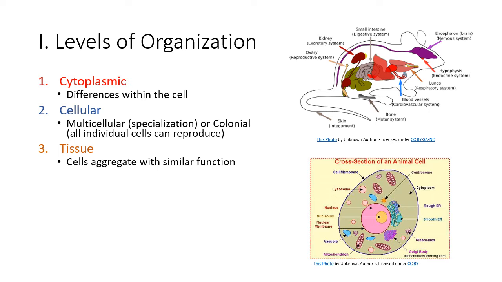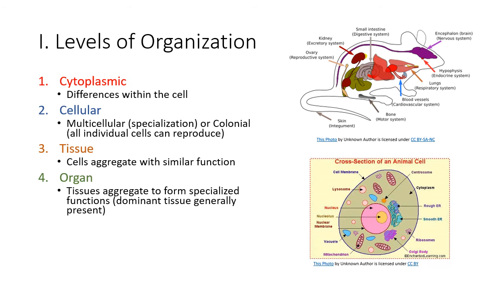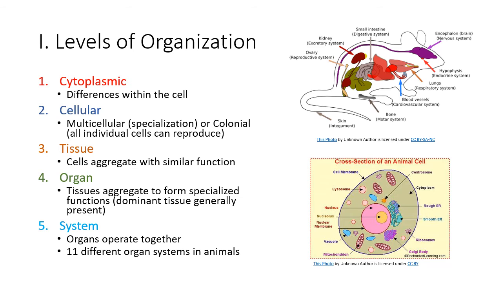Tissue then is looking at cells with similar functions that are aggregated together. So you have connective tissue and epithelial tissue. We'll talk about some of those later. Then an organ is another level of organization where you have a similar function. A heart is a gathering of different types of tissue that are all contracting to pump blood through the organism's circulatory system. And finally, systems work together then for specific functions.